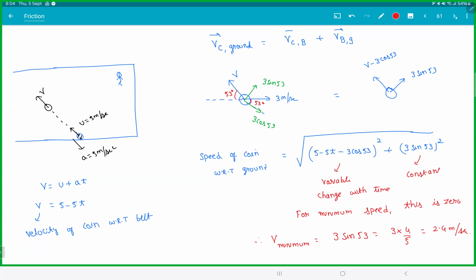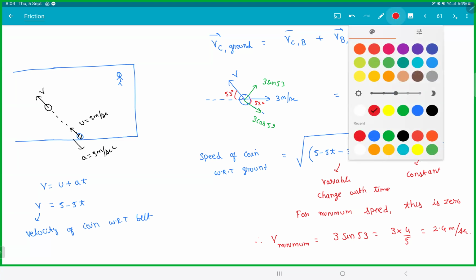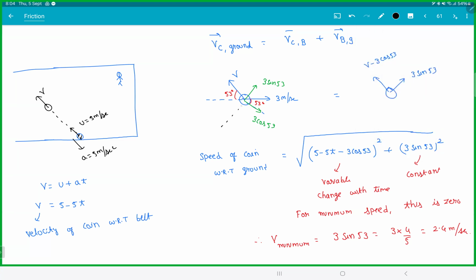Because a vector can be divided into two perpendicular directions in any way, isn't it? You can choose anything as x and anything as y. So in this case, what I did, I have taken this as x and I have taken this as y. Let me show you the other way around. What would have happened if I divided v into components? But have a look at this.